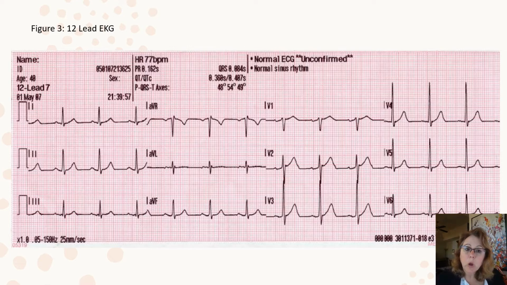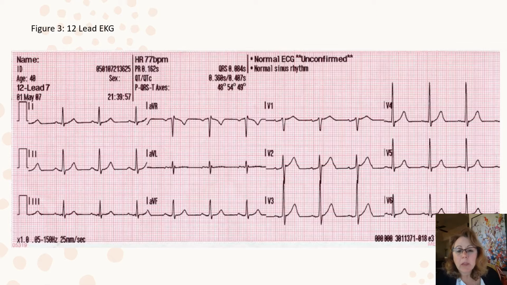Conversely, look at AVR. Notice how that QRS complex is negative, and that's because we don't see energy coming towards that lead. Remember, AVR is a lead that's on the right shoulder. And so energy should never be coming towards that right shoulder. Normal energy flows from the right shoulder to the left shoulder, not up towards the right shoulder. So AVR will always be negative.